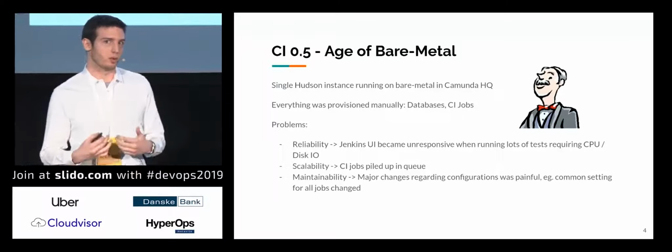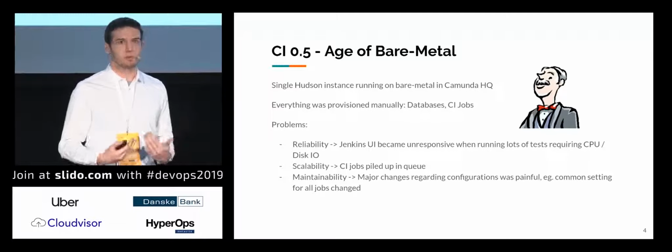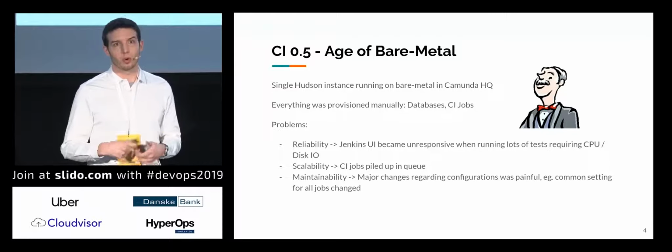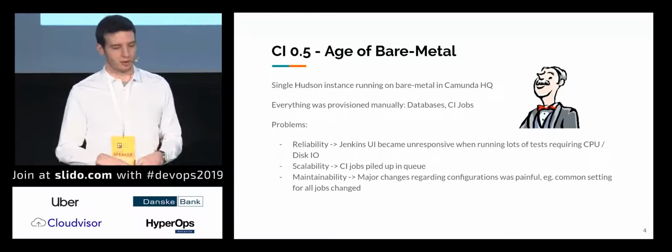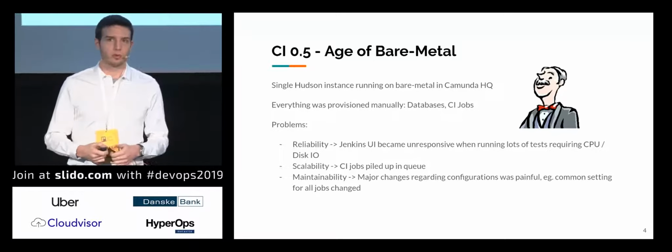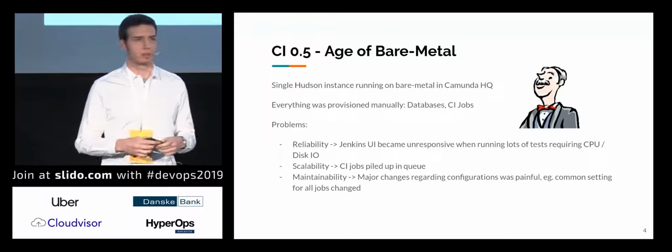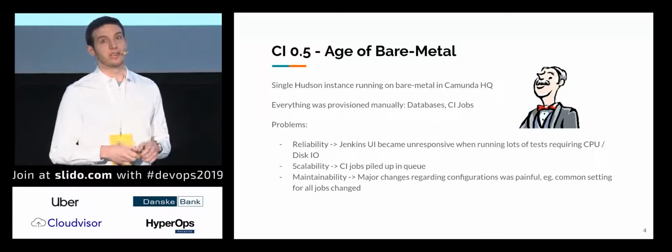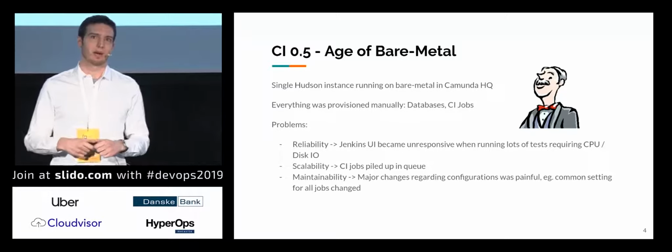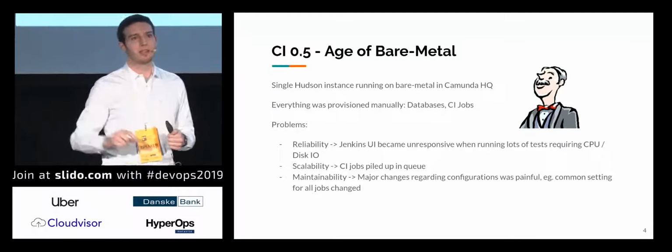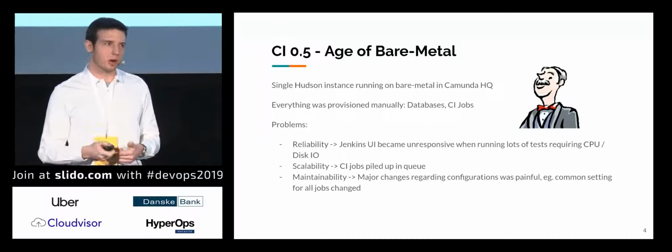Scalability was also a problem from the point of view of jobs queuing up. Our queue was always really long. It was always taking a very long time. And from the point of view of maintainability, the whole thing was just terrible. We really had to manage everything by hand. And whenever you need to change the same thing in all the jobs that you have, you can see how painful this can get.